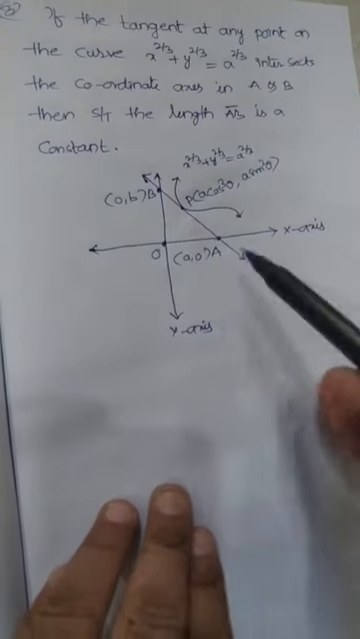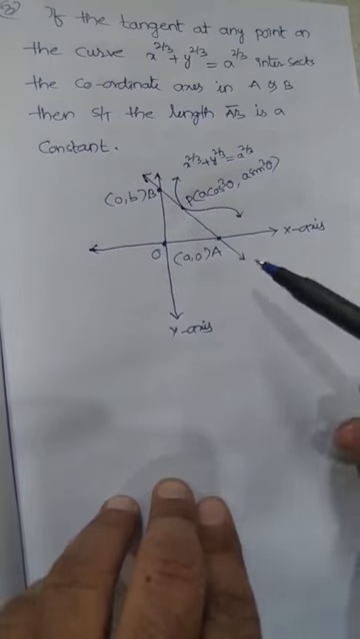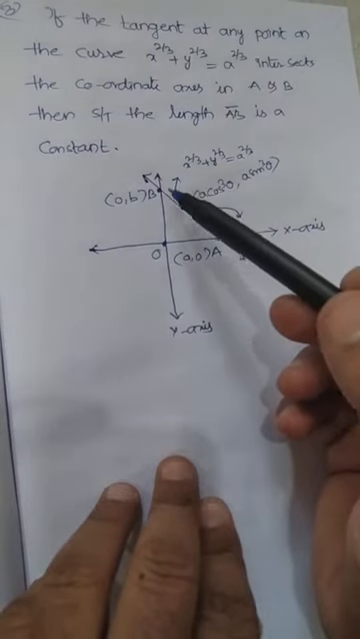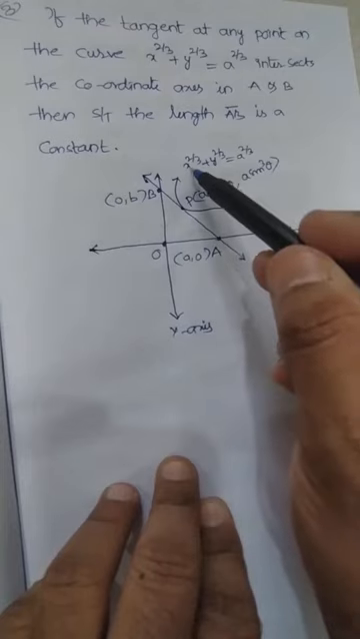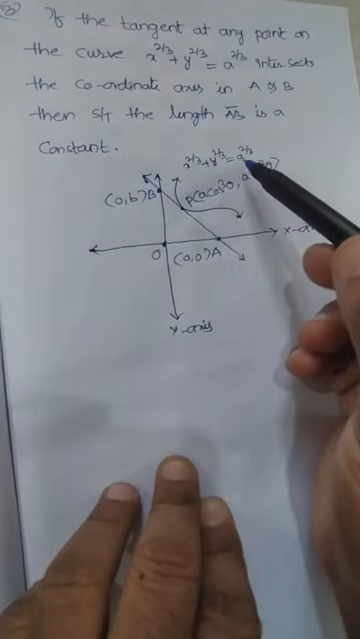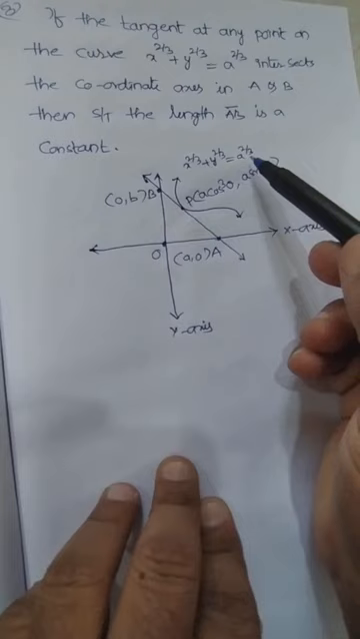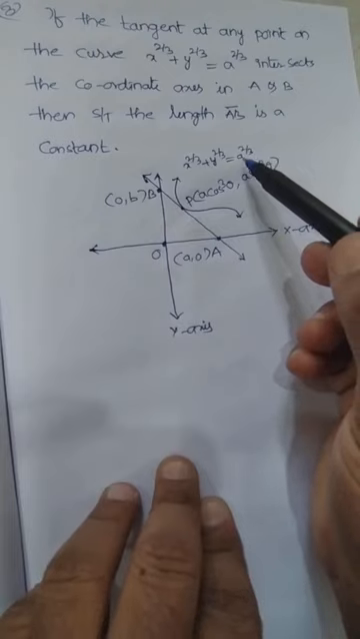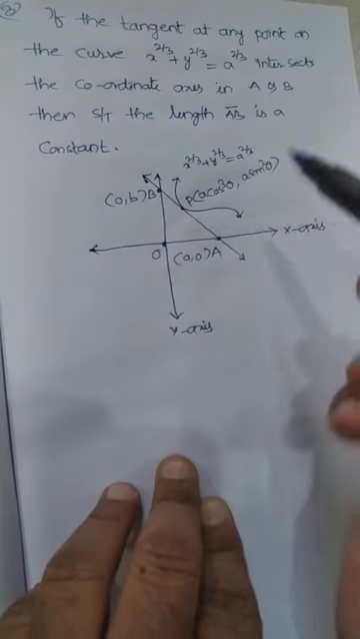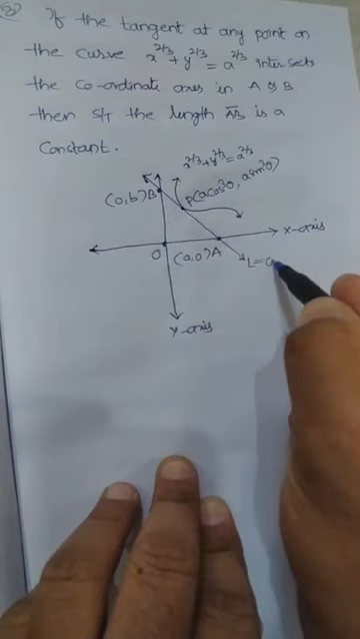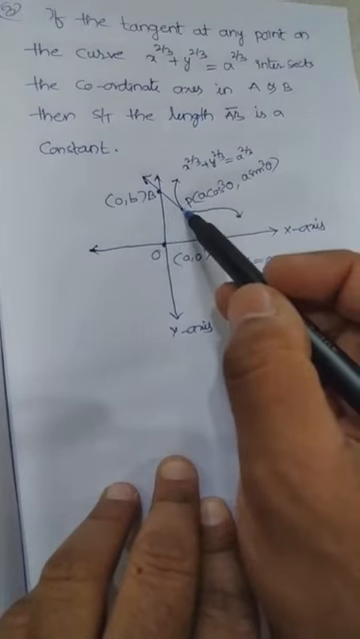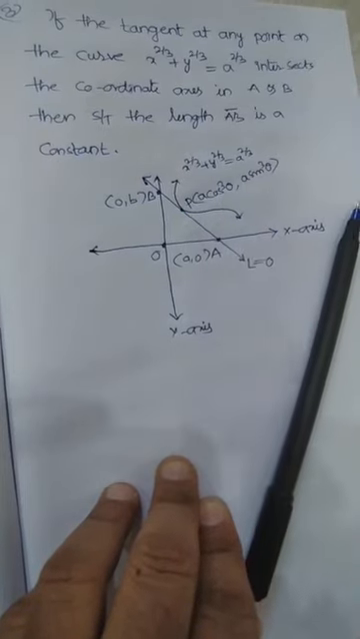So let us explain the problem with this diagram. This is our function, x^(2/3) + y^(2/3) = a^(2/3), which is given in the problem. Now this is the tangent line, L = 0, at any point that he has given.